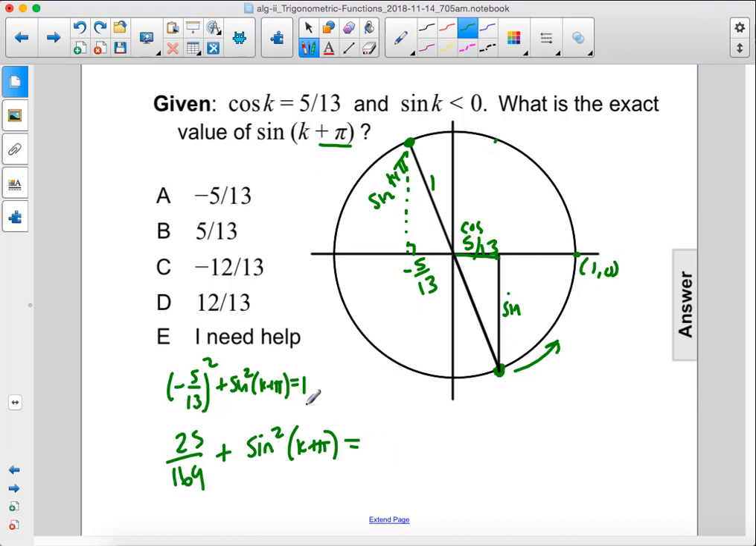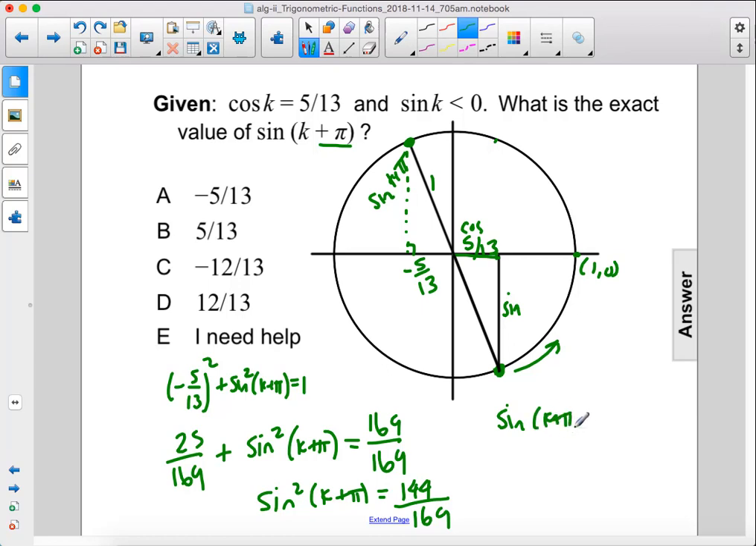However, I'm going to write 169 over 169 to make our lives a little easier, because we're about to subtract 25 over 169 from both sides. That gives us sine squared of k plus pi equal to 144 over 169. That means that the sine of k plus pi equals positive or negative 12 over 13.